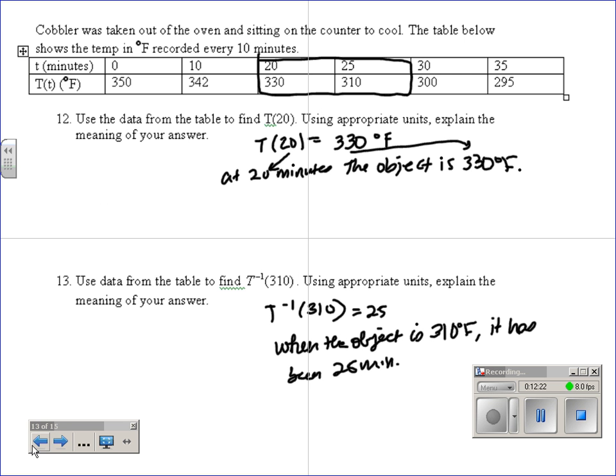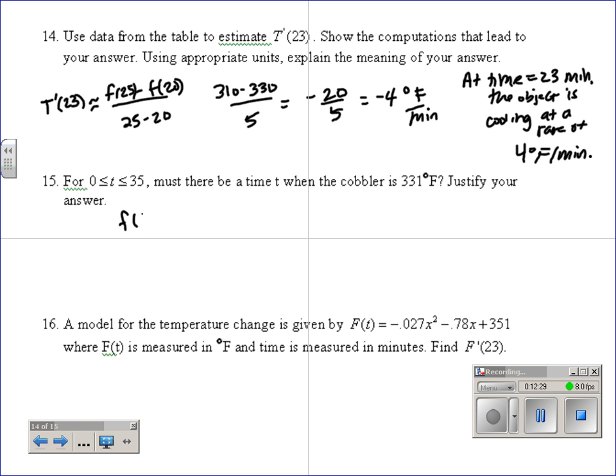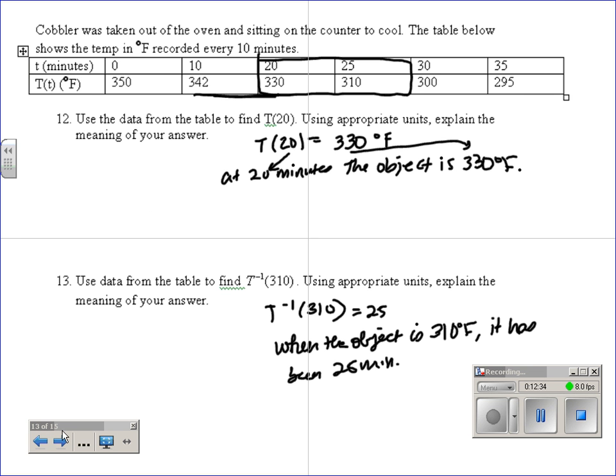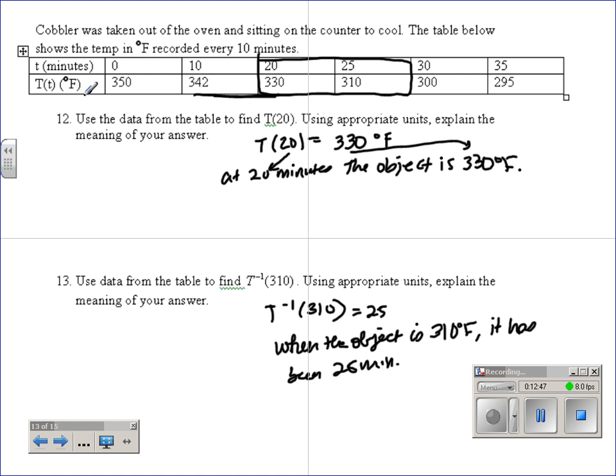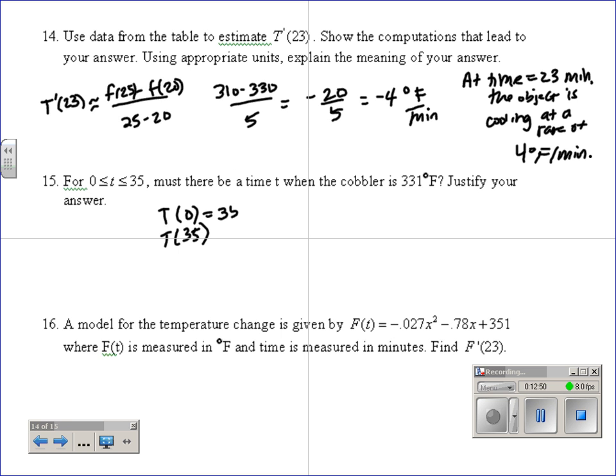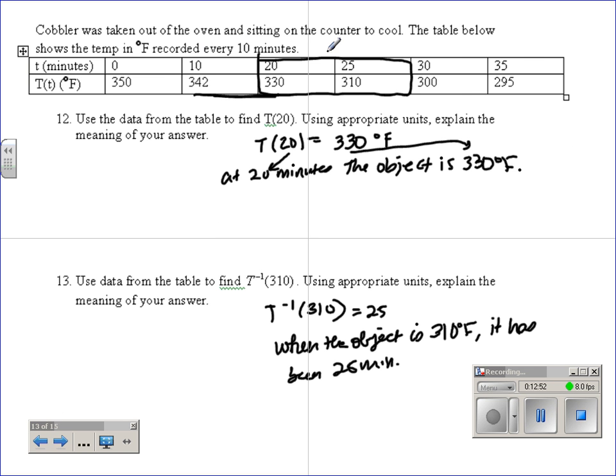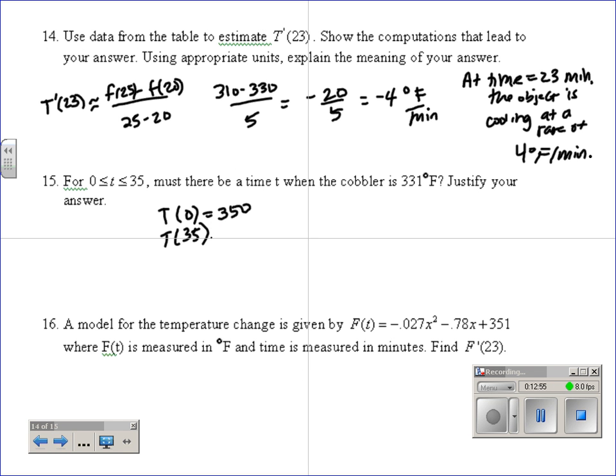Okay, 331, let's see. Yes, because it passes through 331 between 10 and 20. So T of 10 is 324. Let's do T of 0, T of 35. T of 0 is 350. T of 35, 295. Yes.